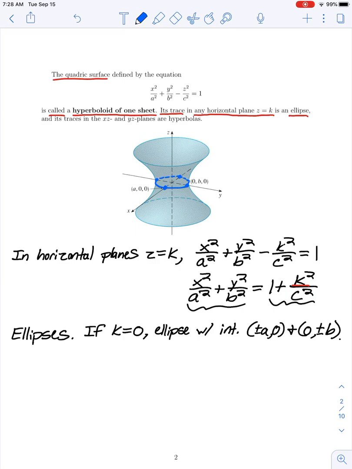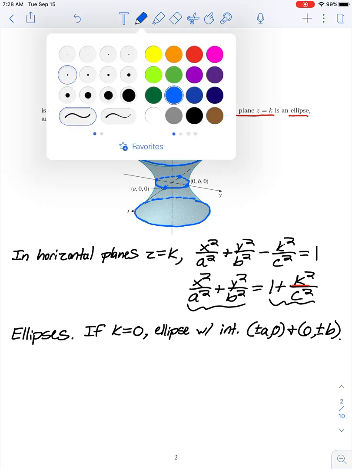And I mentioned as we increase the value of k in the positive or negative direction, so as we increase the magnitude of k, we start getting ellipses of larger area. So our x and y intercepts would increase, but in any of these planes that I take parallel to the xy plane, I get an ellipse. Now let's consider what our traces look like in other planes.